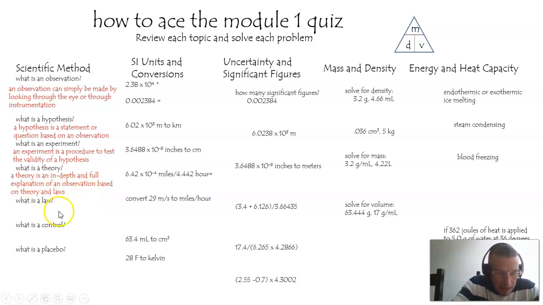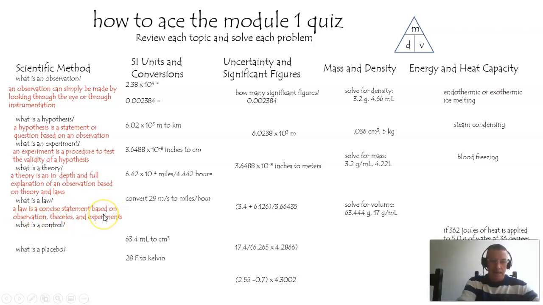What's a law? I would say that's an answer that can never be changed. They would say it's a concise statement based on observation, theories, and experiments. Surprising they don't really say anything about the permanence of a law or the attempt to make a law permanent.